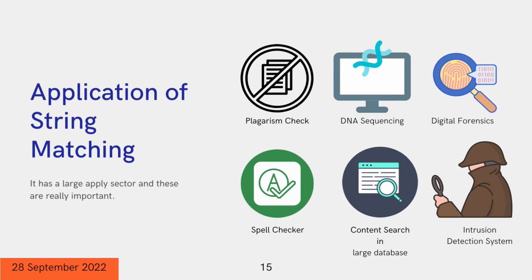So here the application is string matching. It has a large application sector, and these are really important. For example, if we want to do a plagiarism check in any kind of documentation, then we have to take the help of string matching algorithms. Then DNA sequencing, digital forensics, spell checkers, content search in large databases, and intrusion detection systems. Those are the applicable sectors.